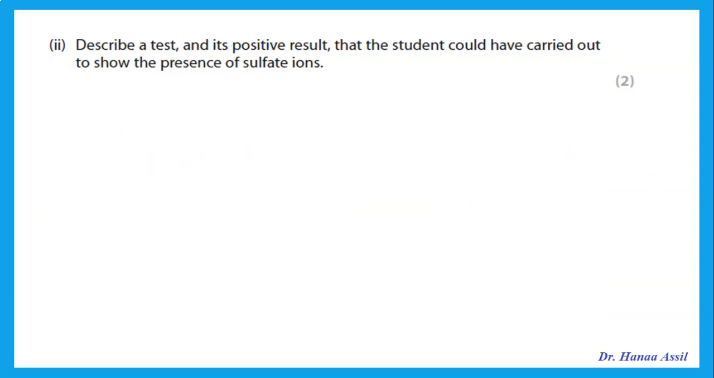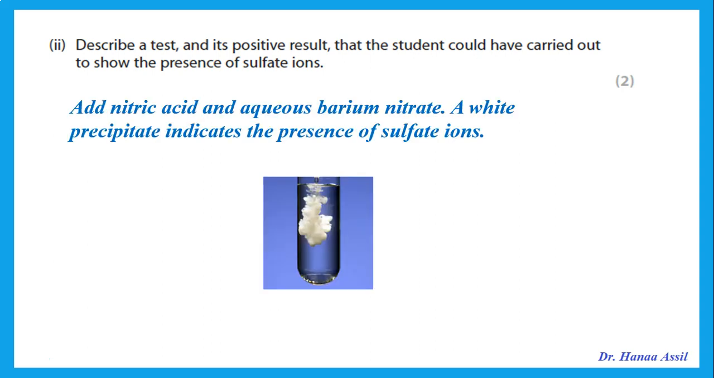Describe a test and its positive result that the student could have carried out to show the presence of sulfate ions. What is the test for sulfate? And they ask this question a lot. Test for sulfate ions: add nitric acid, then aqueous barium nitrate. A white precipitate is formed, which indicates the presence of sulfate ions.